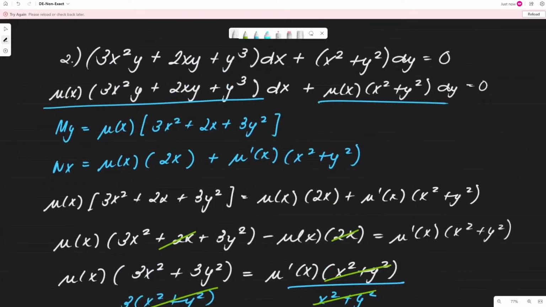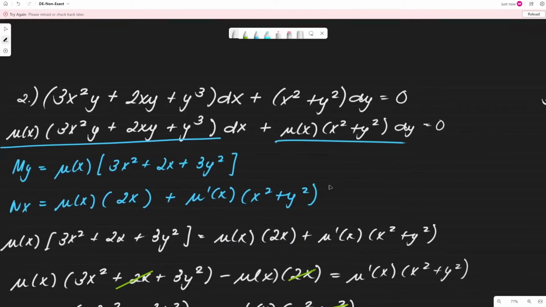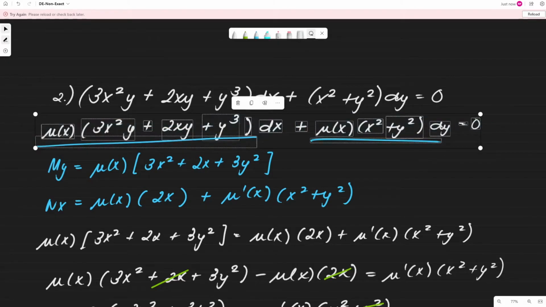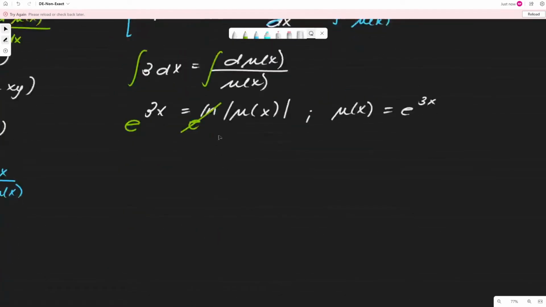So, going back to our equation, we just need to copy this one. Let's just copy it, it's hard to write.